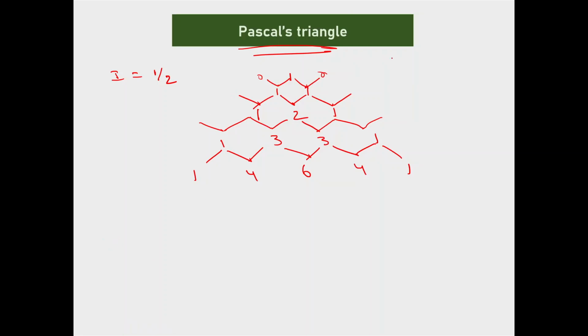Okay, so this is Pascal's triangle. We already found out from the formula 2nI plus 1 that here the number of lines will be 4. So now you tell me what will be the intensity then?